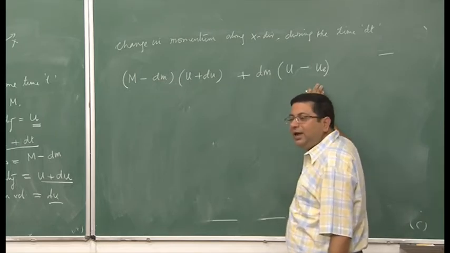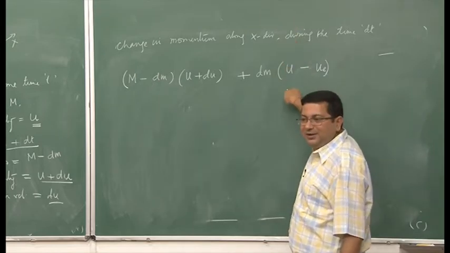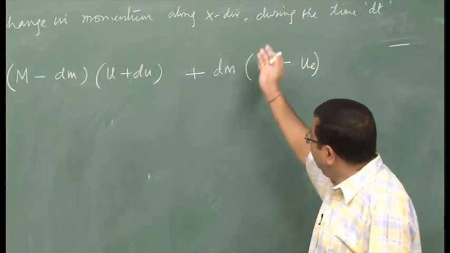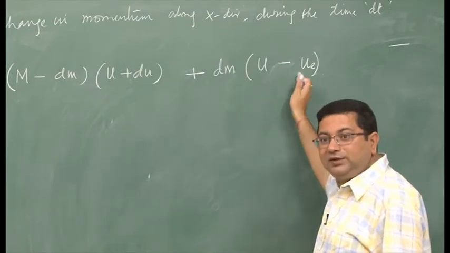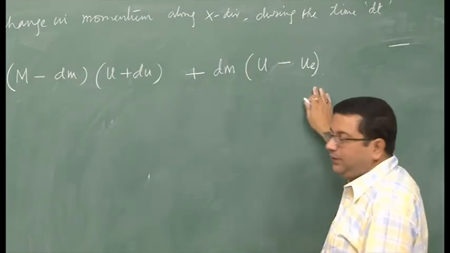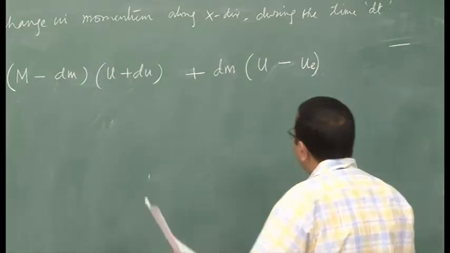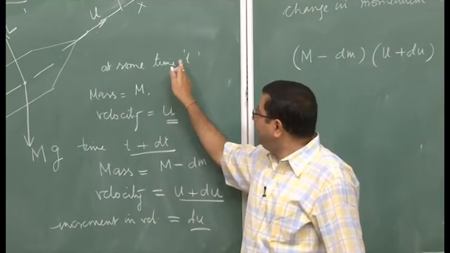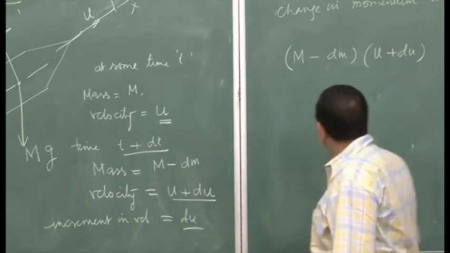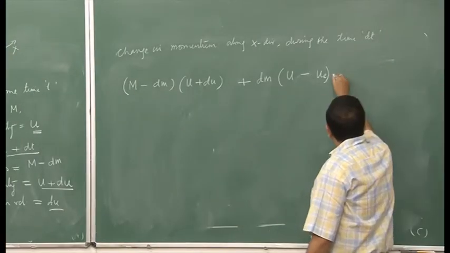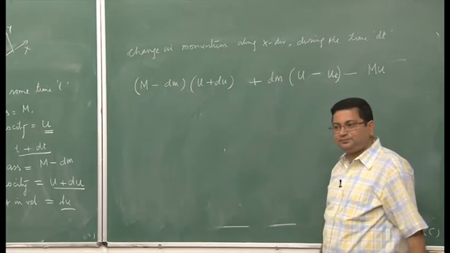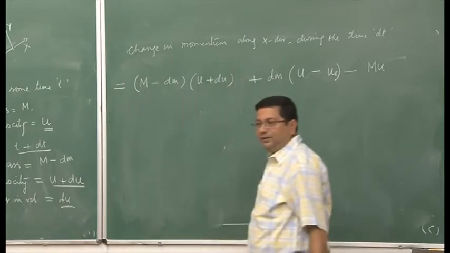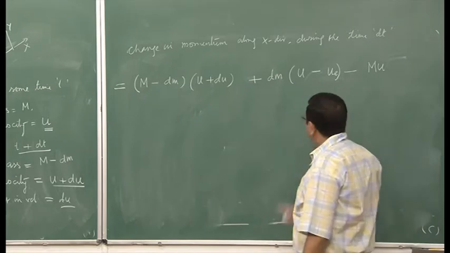Writing it like this essentially is the change in momentum in the positive x direction, right. So, dm times (u minus u_e) is a change in momentum in the positive x direction, and minus dm times (u_e minus u) was a change in momentum in the negative x direction. So, therefore, these two are consistent with each other. So, this is then the total momentum at time t plus delta t, and the momentum at time t was m times u. So, the change in momentum is the final momentum minus the initial momentum. So, this is the total change in momentum. I put the equal sign here to represent the total change in momentum.